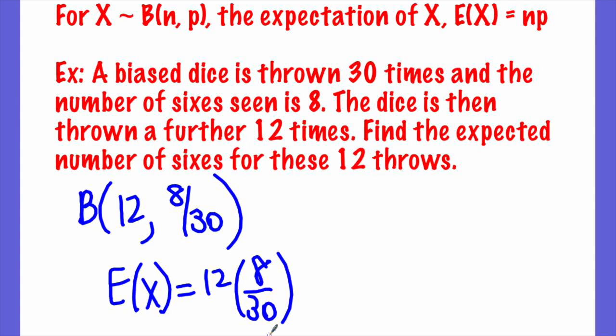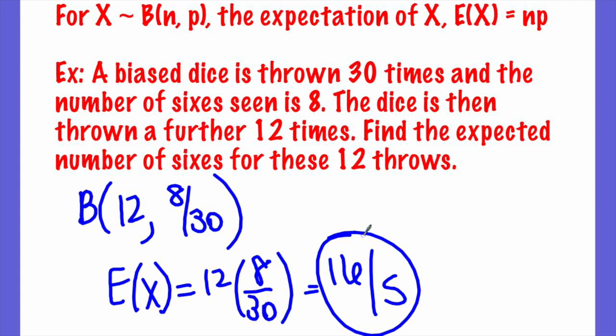12 over 5. Oh, no. 16 over 5. This could very well be done without a calculator. Something like this would be in a non-calculator section because it is just as simple as multiplying.